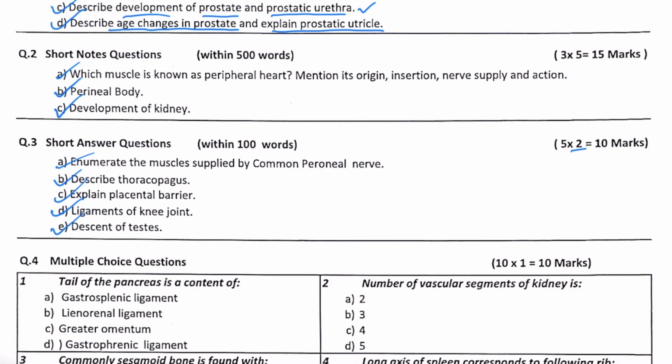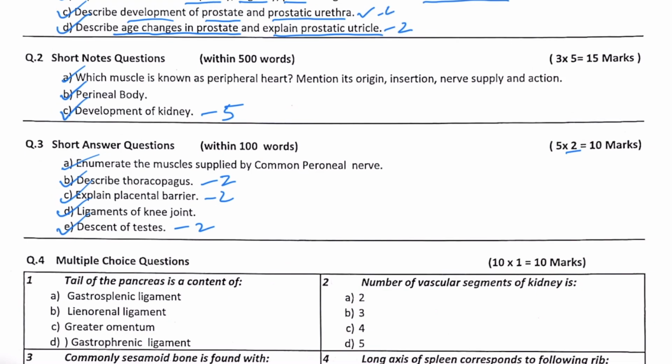Next question is descent of testis. Can you imagine how many questions on embryology they have asked? In this question paper, 2 marks here, 2 marks here, 2 marks here, 5 marks here, 2 marks here, and 4 marks here. Prostate, prostatic urethra, prostatic utricle, kidney, thoracophagus, placental barrier, descent of testis. So that makes a total of 17 marks. So you can imagine how important embryology is. 17 out of 50 marks is embryology in this question paper.